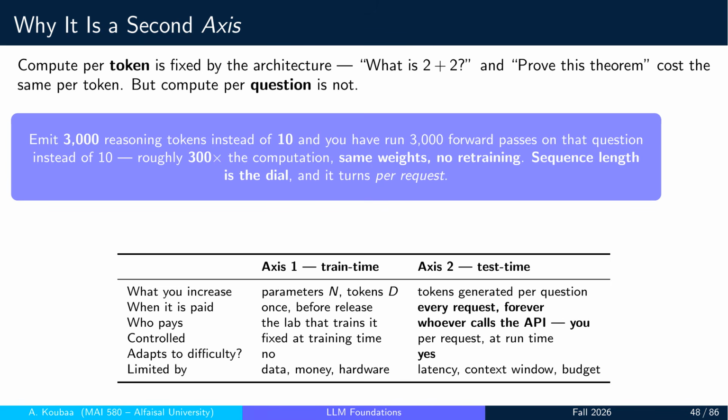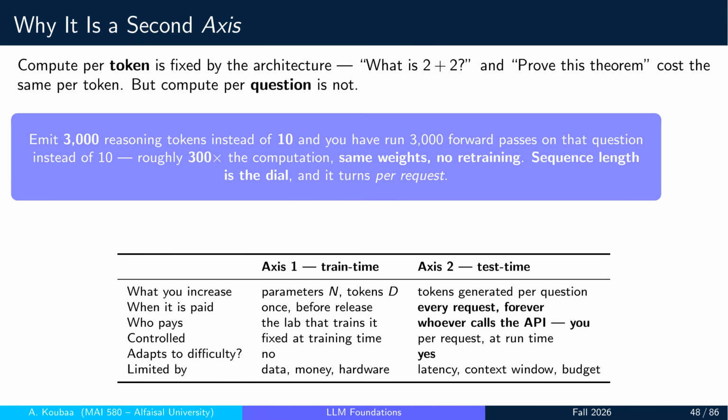Now, the table compares the two axes on 5 points. What you increase: parameters and training tokens, versus tokens generated per question. When it is paid: once before release, versus every request forever. Who pays? The lab that trains it, versus whoever calls the API, which is you. How it is controlled: fixed at training time, versus per request at runtime.